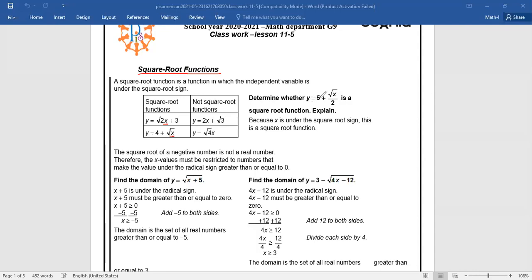Then I give you a question here. Determine whether y equals 5 plus square root of x over 2 represents a square root function or not. Yes, because the x is under the sign. So this is the first part.